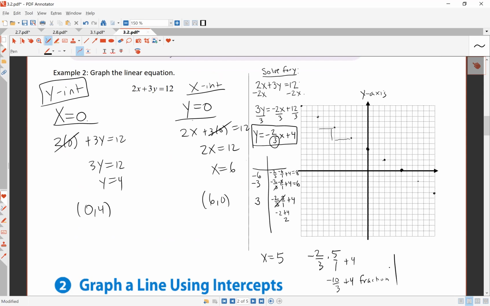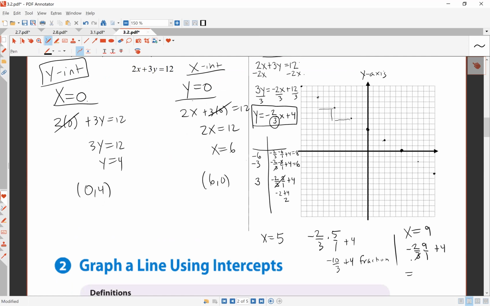But if I choose 9, then I have negative 2/3 times 9 over 1 plus 4, and 3 goes into 3 once, into 9 3 times. That's negative 6. The denominators are 1, so you have this whole number, this integer. You get negative 2. So there's the 9, negative 2 right there. So to answer your question, whatever that denominator is, only use numbers that are divisible by that denominator. Does that make sense?